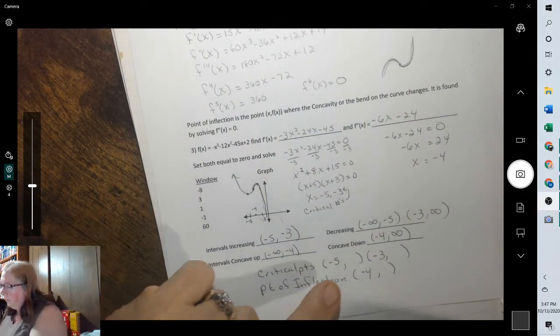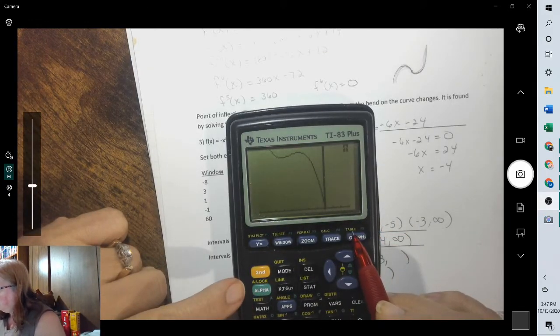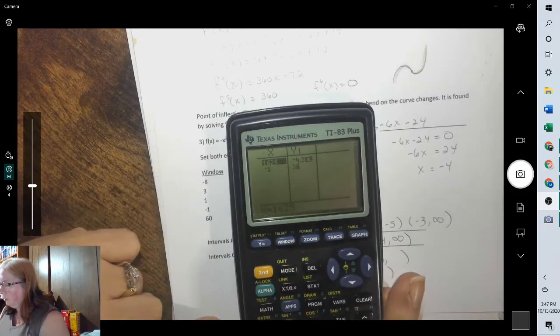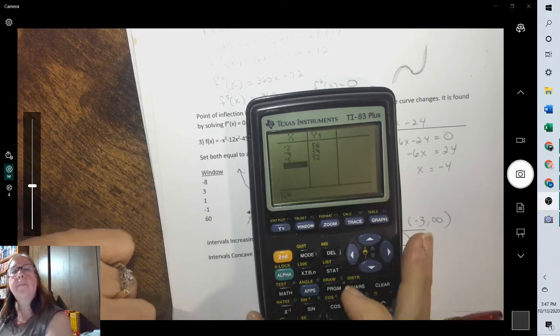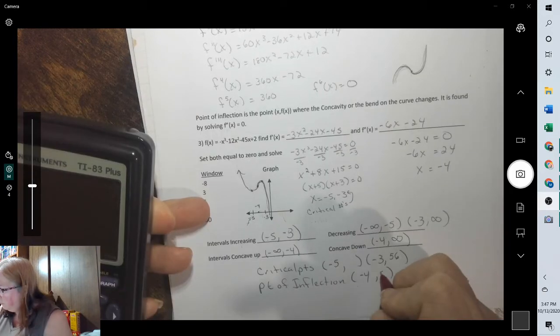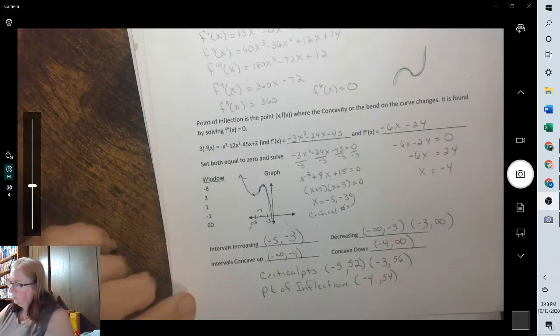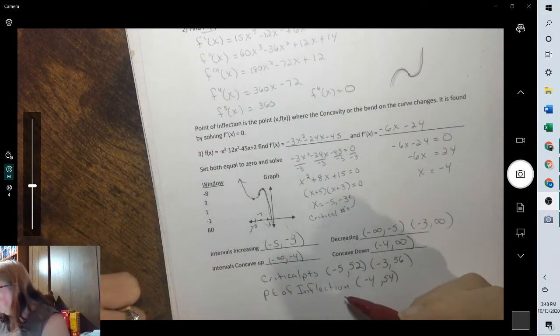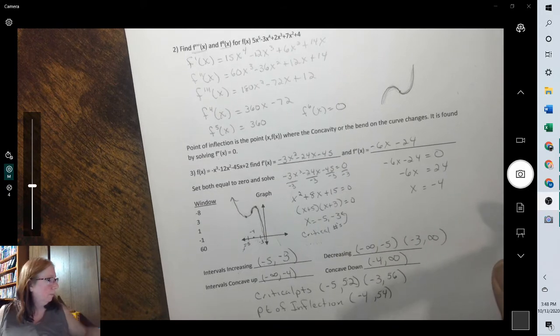To find these values for the points, just go to your table. That's up here, second, and the graph button. And we need to plug in negative 3, negative 4, and negative 5. Negative 3 gave us 56, negative 4 gave us 54, and this one gave us 52. So these two are where the increasing and decreasing change, and this is where the concavity changes. And that's it for the first part.